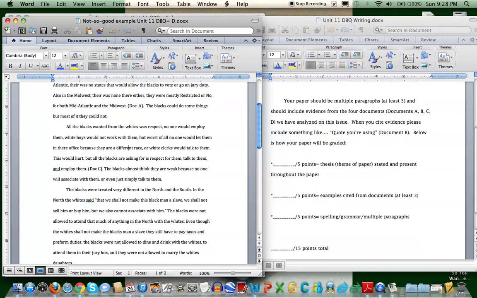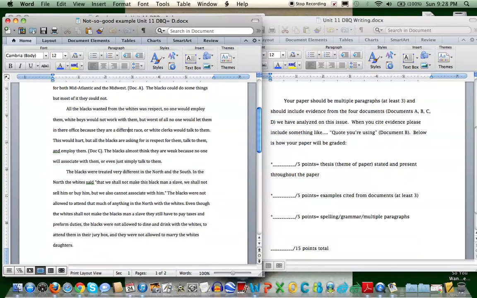"Or white clerks would talk to them. This would hurt, but all the blacks are asking for is respect for them. Are they," again, confusing. Can't understand it. "Talk to them and employ them."